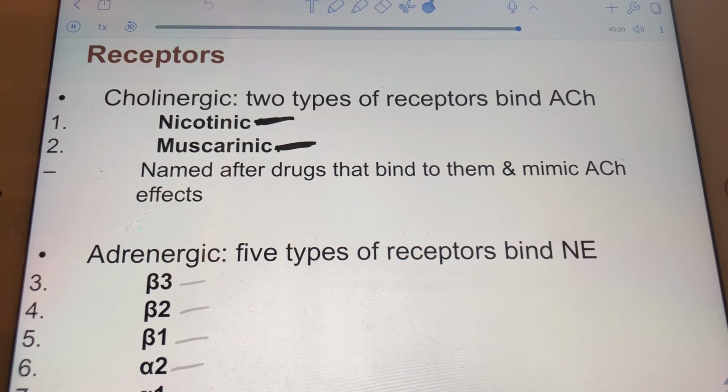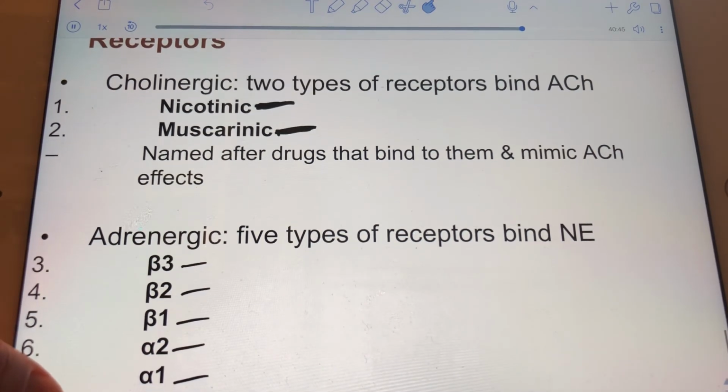And then whenever a receptor is fitted to norepinephrine, it is either a beta 3, beta 2, beta 1, alpha 2, or alpha 1 receptor. So there are 2 different kinds of receptors for acetylcholine, but 5 different kinds of receptors for norepinephrine.